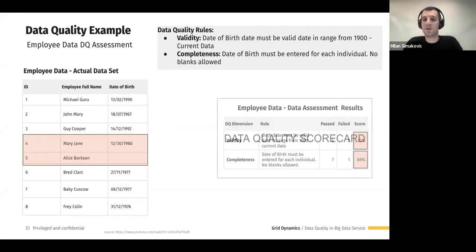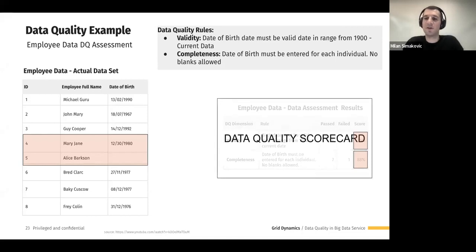And this is very important. This is something that we call a data quality scorecard. We will use this to continuously monitor the quality of our data over time. So the main idea here is to improve the data quality, and using this scorecard will be something similar to a KPI for our particular column or data set.